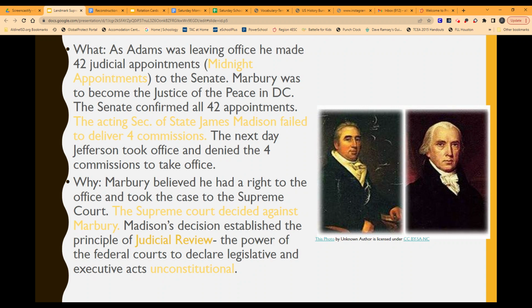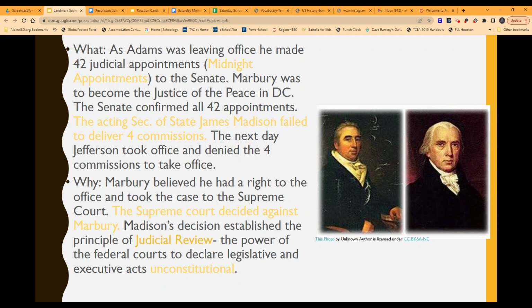So as Adams was leaving office, he made 42 judicial appointments. These were what we call the midnight appointments. To the Senate, Marbury was to become Justice of the Peace in D.C. The Senate confirmed all 42 appointments. The acting Secretary of State, James Madison, failed to deliver 4 commissions. The next day, Jefferson took office and he denied the 4 commissions to take office. Why? Marbury believed that he had a right to the office and took the case to the Supreme Court.